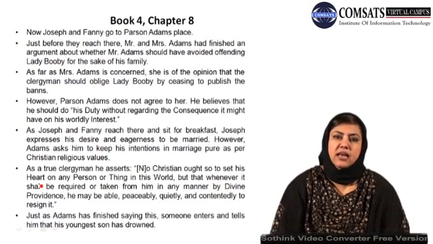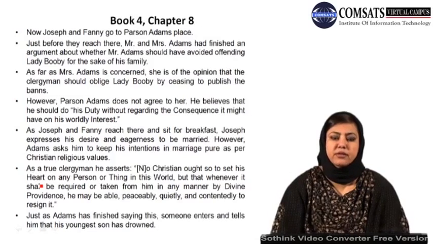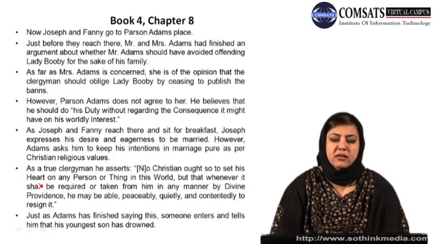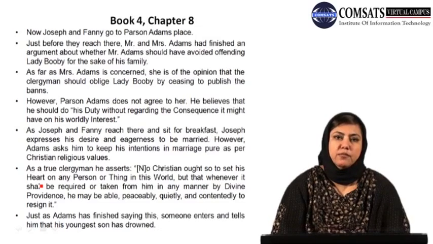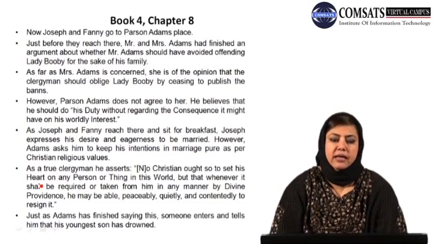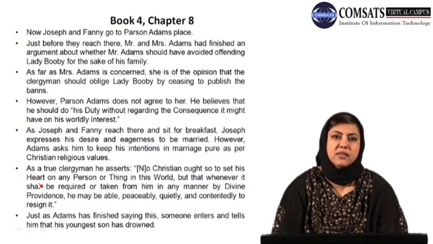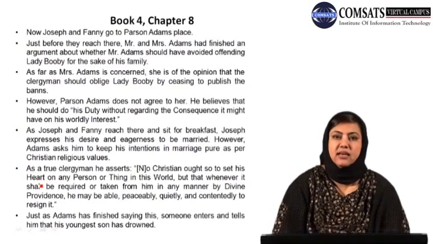It is very interesting in the light of the previous part of the text that we read regarding the drowning and death of his son, that Parson Adams, who preaches that a man needs to learn to peaceably, quietly and contentedly resign to the will of God, is himself unable to do this. Ironically, Fielding, as a master of irony, brings the situation of the drowning of the young son of Parson Adams at the point where all this is being said by Adams, and at this moment someone enters and tells him that his youngest son has drowned.